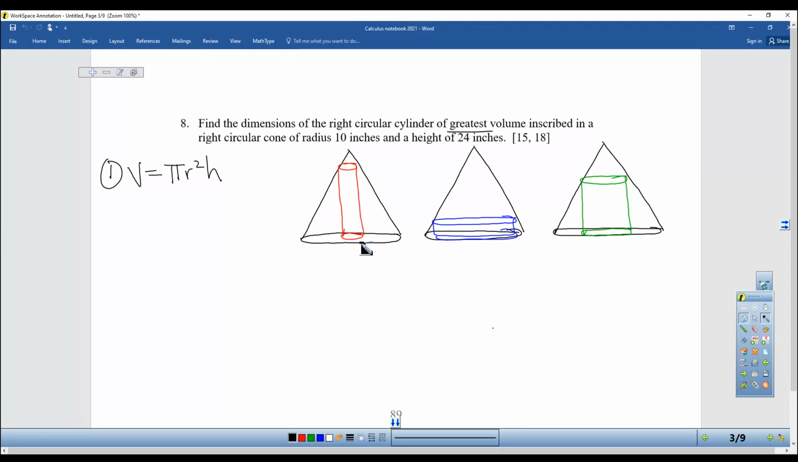So in all 3 of these cases, the radius of the cone is 10. And in all 3 cases, the height of the cone is 24. So I need to come up with an equation that explains these constraints. This is usually the hardest constraint for kids. The key is that when you make this cylinder, think about it as slicing through. It's inscribed, which means it touches at the corners.